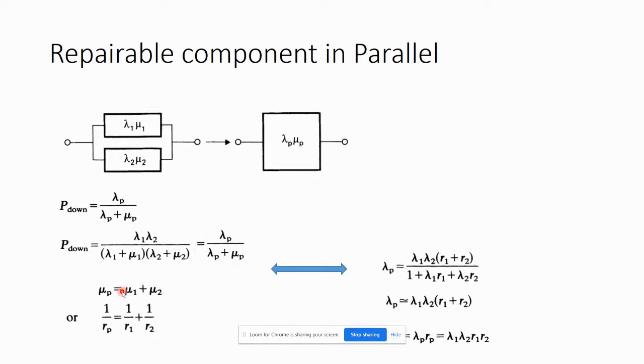For parallel, it is the opposite. The probability of being in the down state is given to us as this, and then the repair rate of the parallel component is given by mu1 plus mu2. The repair rate of the first component plus the repair rate of the second component will give us the repair rate of the entire system, right?